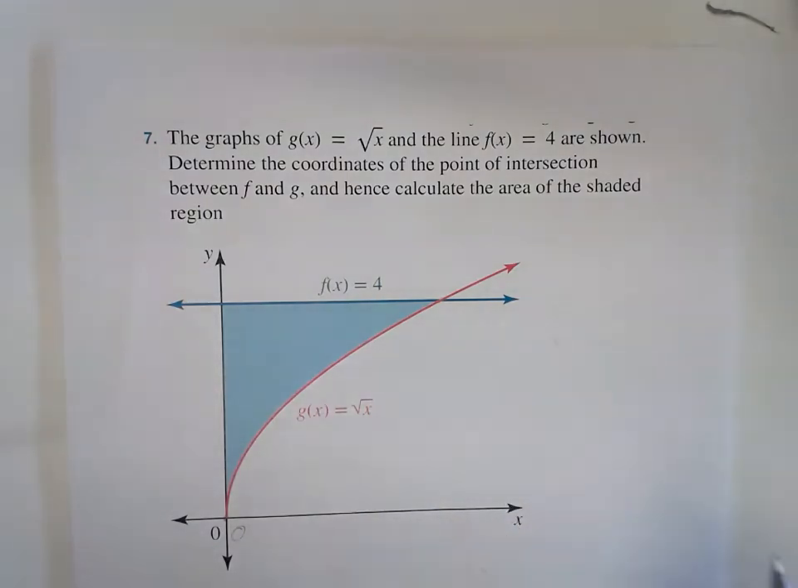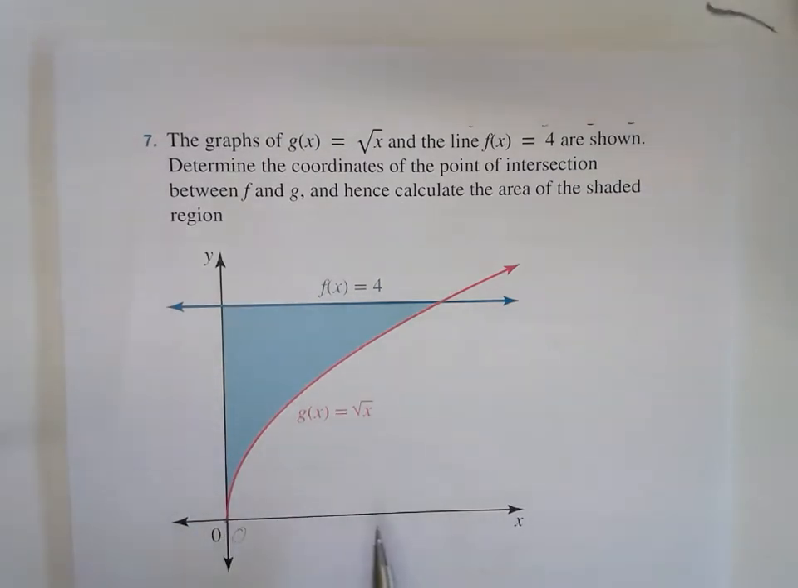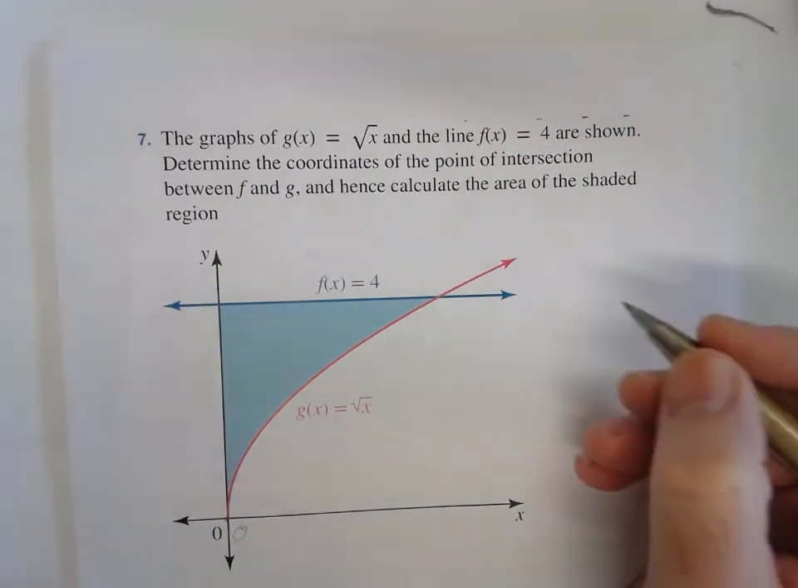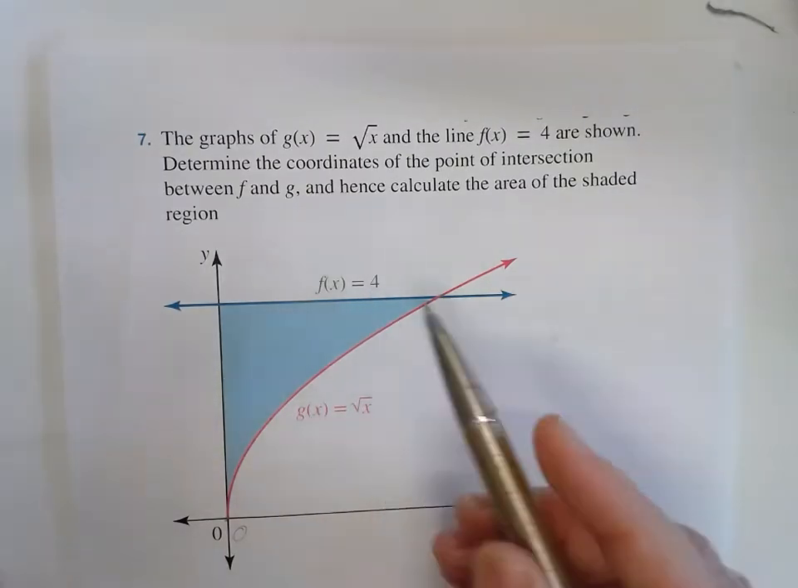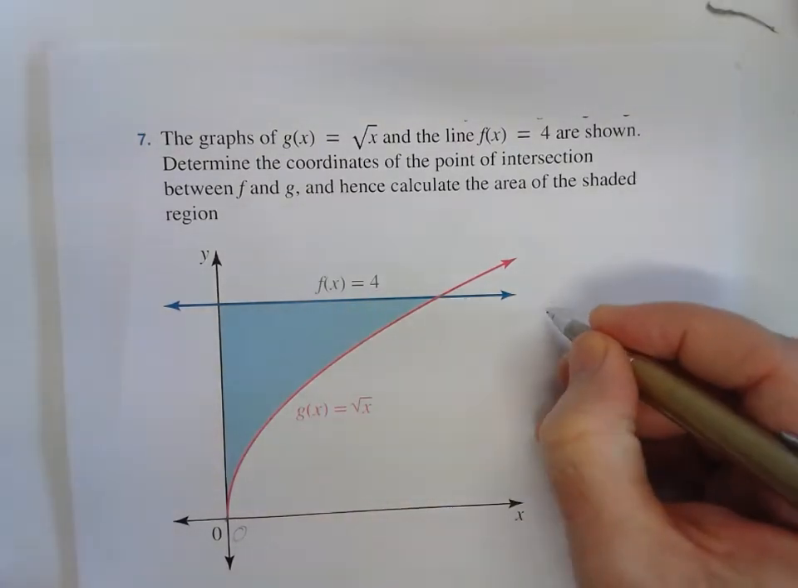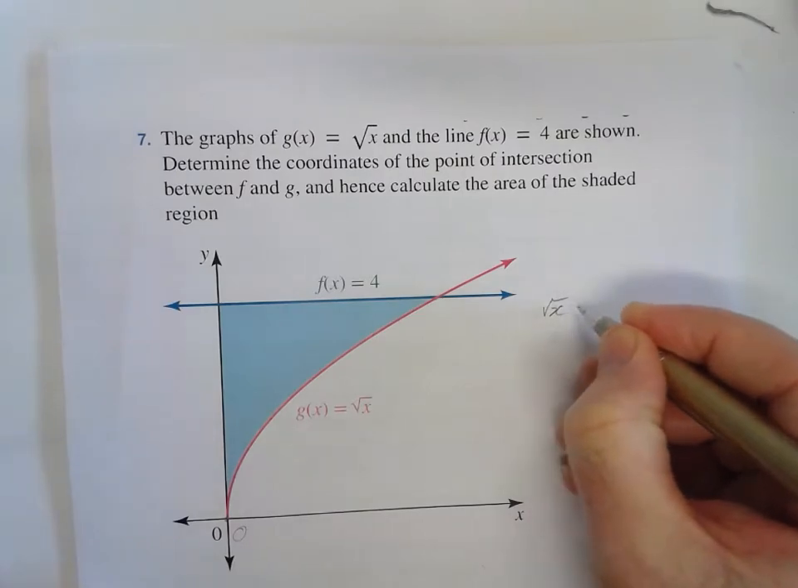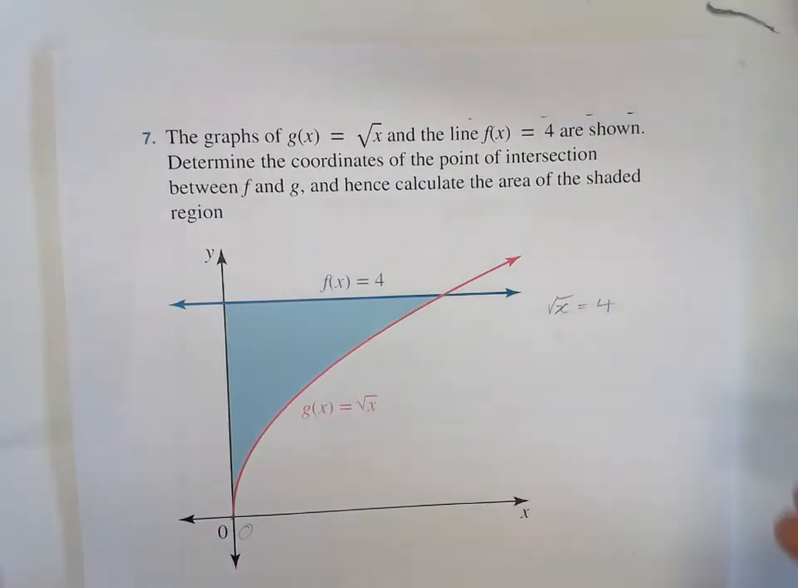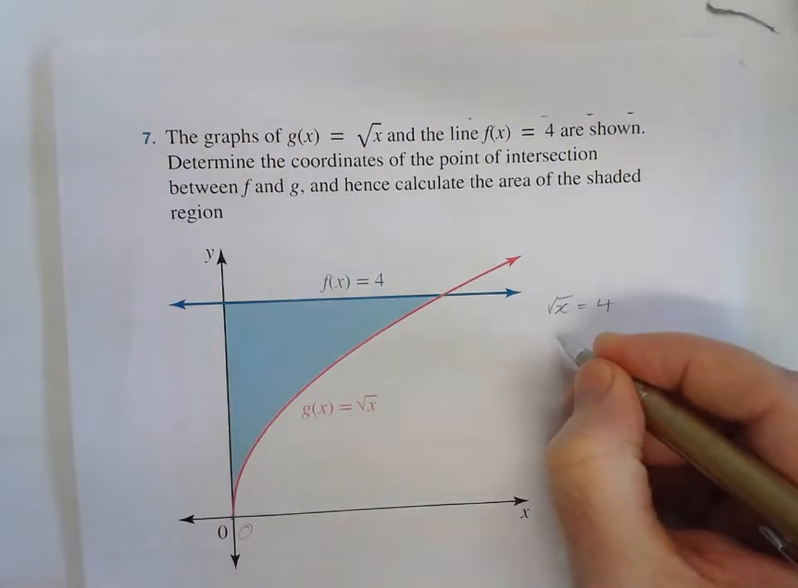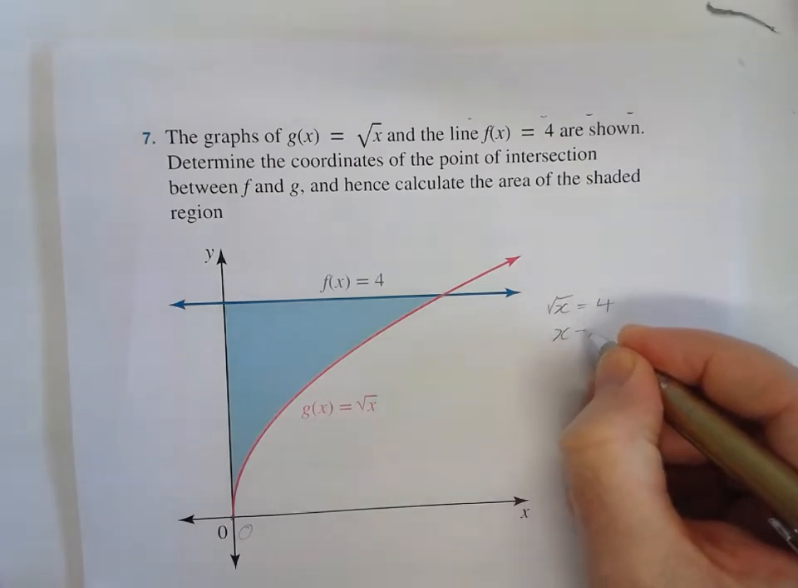So when it comes to finding the area, we're going to be going from here, x is 0, all the way up to here where these two lines intersect, but we're not actually given that point, so we've got to find that first of all. To do that, I'm going to make one function equal to the other. So I'm going to make root x equal to 4, and then solve that for x. Square both sides, x equals 16.